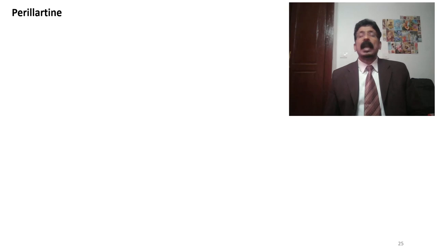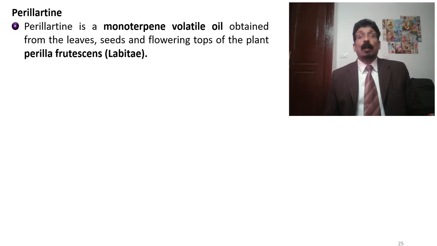Perillartine, a monoterpene volatile oil, is also in the classification. One example I have given; it is a terpene also, we can come back to it, but we are just classifying to remember. Perillartine is a monoterpene volatile oil obtained from the leaves, seeds and flowering tops of the plant Perilla frutescens, Labiatae.